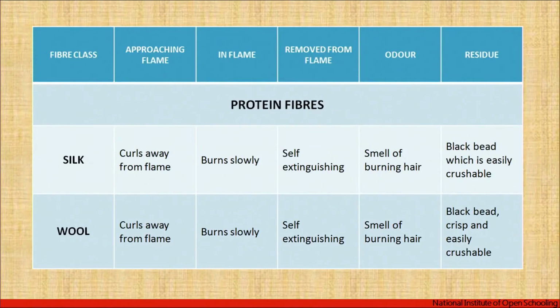Next we have the protein fibers. When silk and wool approach a flame, they curl away from the flame, which means they have a self-extinguishing feature. They burn slowly, and they always smell like burning hair. The smell which comes from burning wool fiber is the smell of burning hair. It always forms a black bead which is easily crushable.